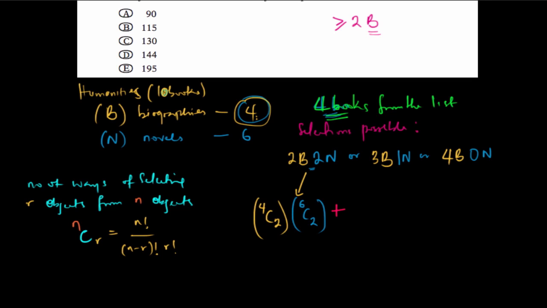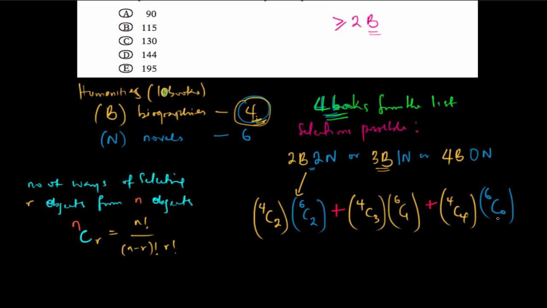The next one is the number of ways of selecting 3 books from 4. So you can't pick 3 books from the novels. It has to be from the biography selection. So it's going to be 4 combination 3, and the number of ways of selecting 1 novel from 6 is 6 combination 1. Then, like I said earlier, the or is replaced with plus. Then the number of ways of selecting 4 books from 4 is going to be 4 combination 4, and the number of ways of selecting 0 books from 6 is going to be 6 combination 0.